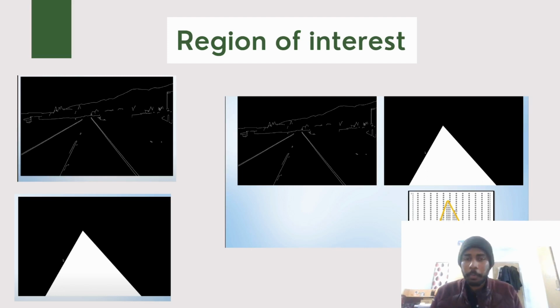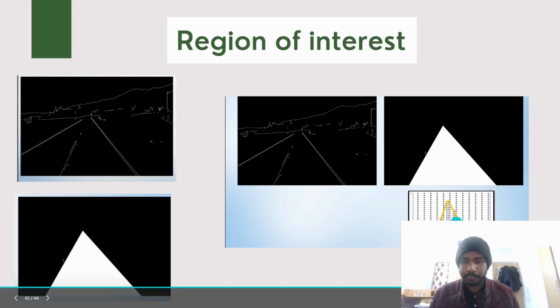We use the binary operator AND between the Canny edge detected image and the region of interest so that the pixel regions lying outside the region of interest become 0 and those inside the region of interest are retained, as seen in this figure highlighted here.